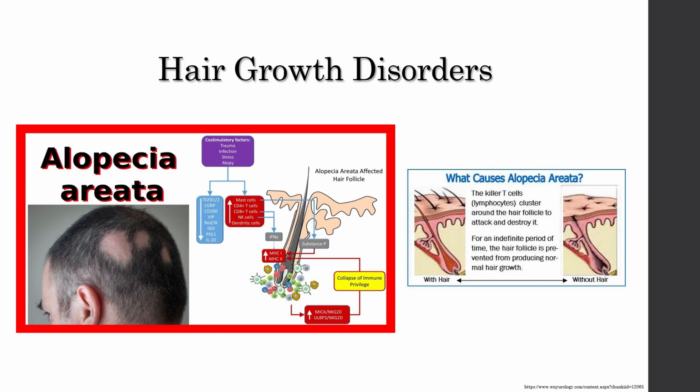T cells surround the follicle and interrupt hair production. The follicle itself is not permanently destroyed. It's more like it gets bullied into shutting down. This is why regrowth is sometimes possible.